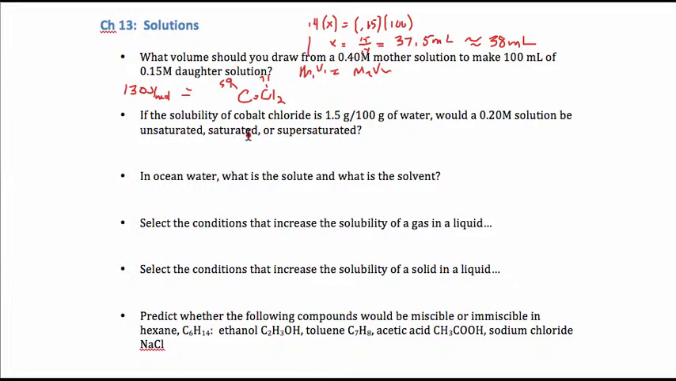Okay, remember saturated means that we have exactly 1.5 grams of the solid in 100 grams of water. It's right at its solubility point. Unsaturated means we're under that, or supersaturated means we're over it. So what we have to do is take 0.2 molar and convert that into grams per 100 grams of water so that we can compare if we're above or below 1.5. So how would you do that?